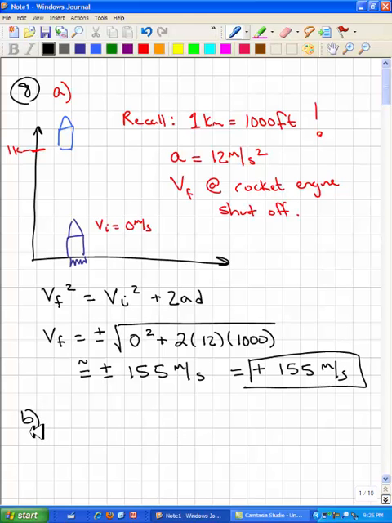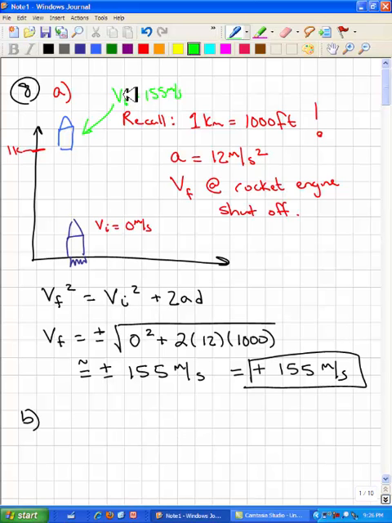Part B says, what maximum height relative to the ground does the rocket reach before it begins to fall back towards the Earth? So if we look back up to our original picture right here now, okay, the velocity of this thing is 155 meters per second. Right? So that initial velocity, which I called final accidentally, that initial velocity must now be taken from 155 meters per second down to 0 by gravity before that rocket begins its fall back to Earth.